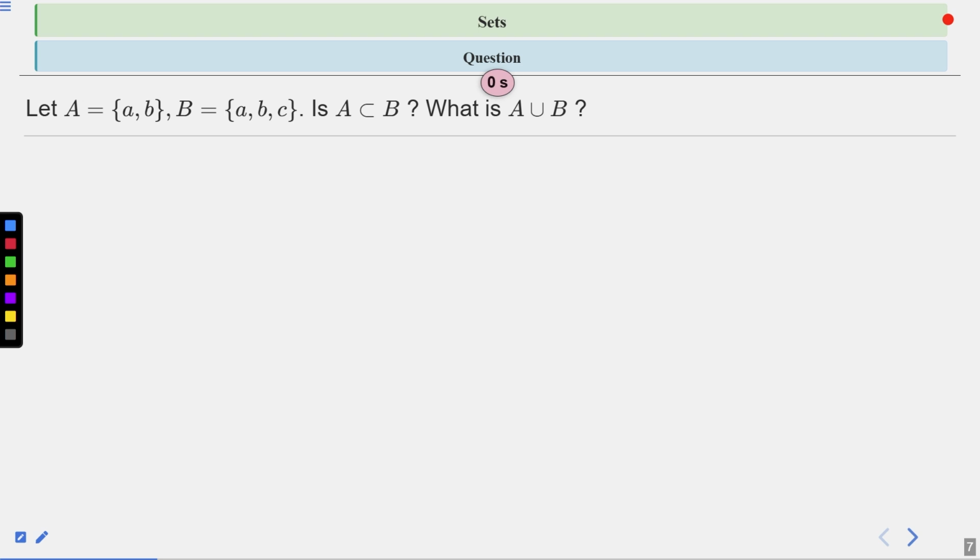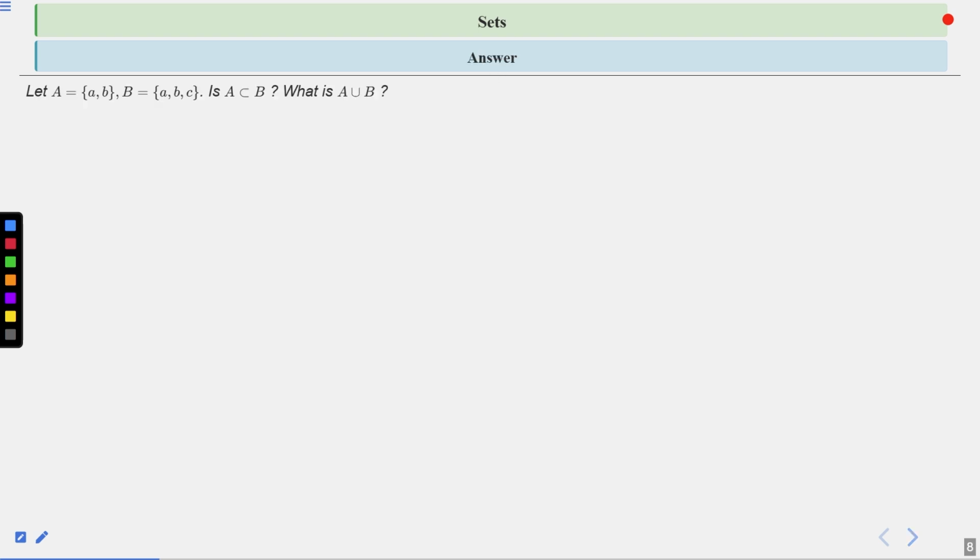Indeed, many of you gave me the correct answer. A is a subset of B and the union is what? B. How? Let's see. So the solution.